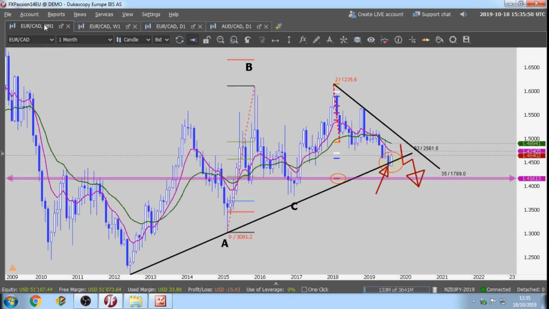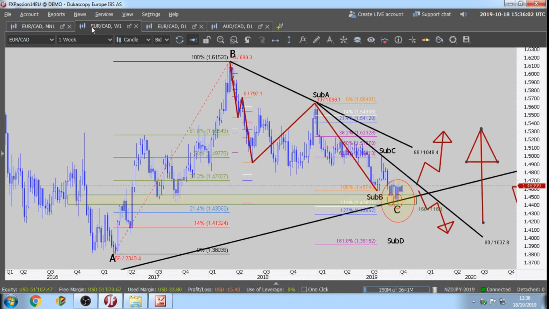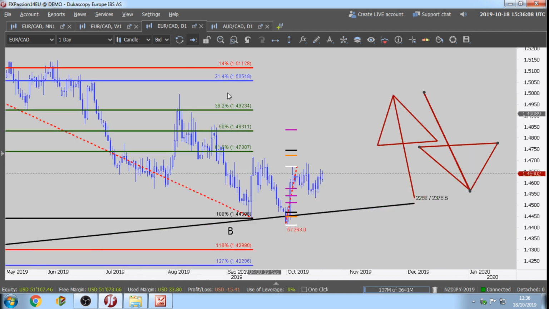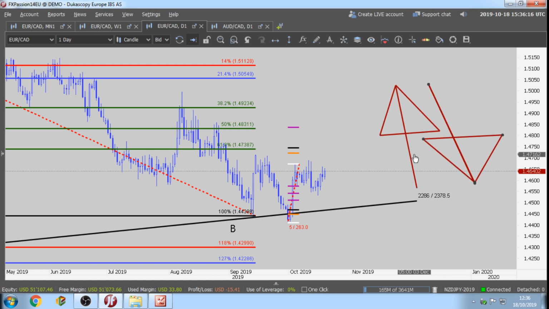And when you are starting to understand what the monthly is telling you, and you are trying to understand what the weekly is telling you, and when you are going to understand what the daily is telling you, then the decision on the direction of your trade is going to be easy.